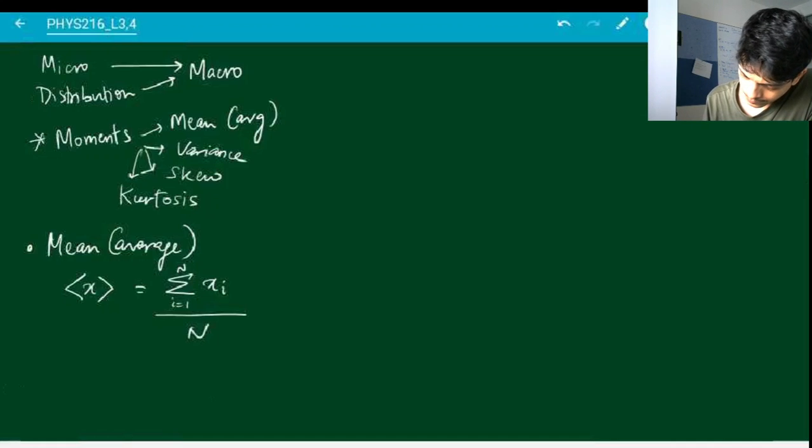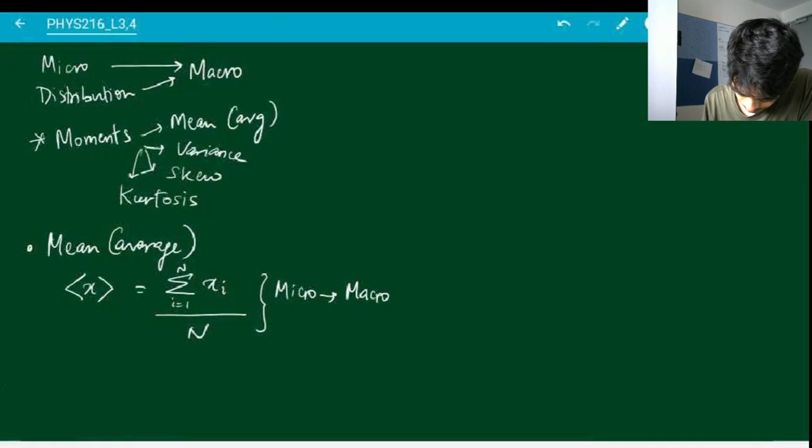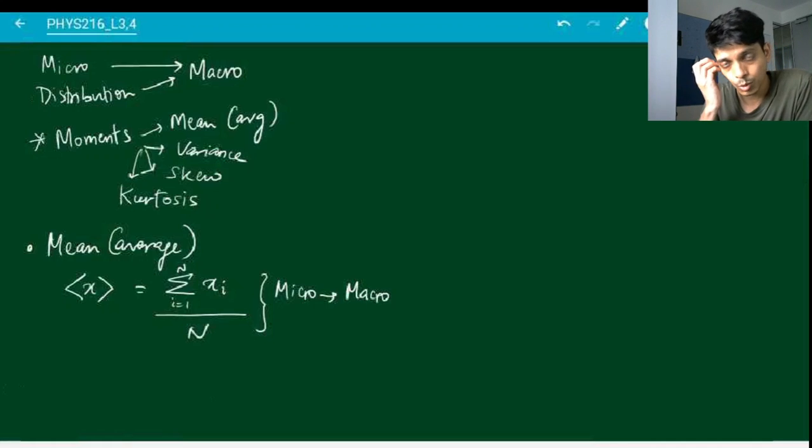Now, when I write it like this, it means you know all the individual xi's. What that means is that this is the micro level description. So what you have done in this step is you have gone from micro to macro. You knew all the individual xi's, you added them up, divided by the total number of data points you had, n, and that gave you the macro quantity of the mean or the average.